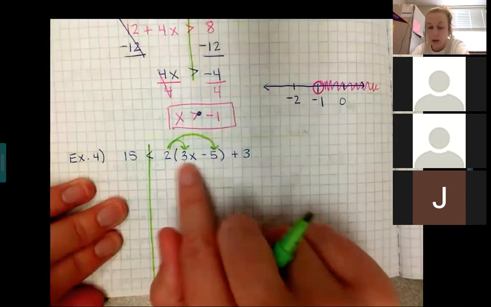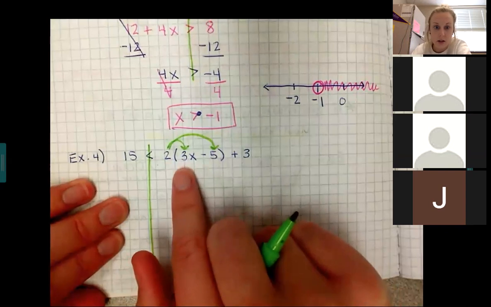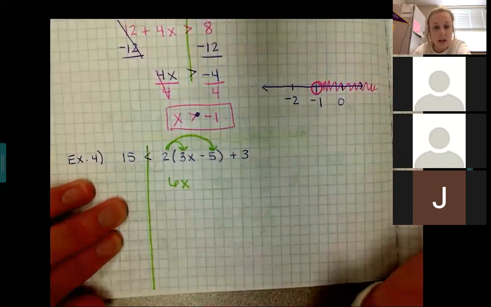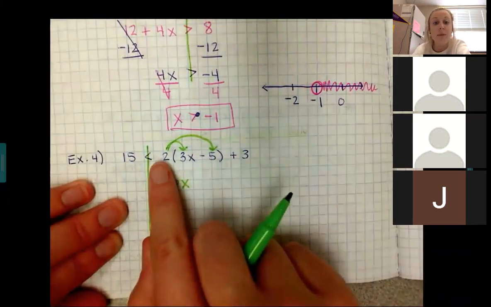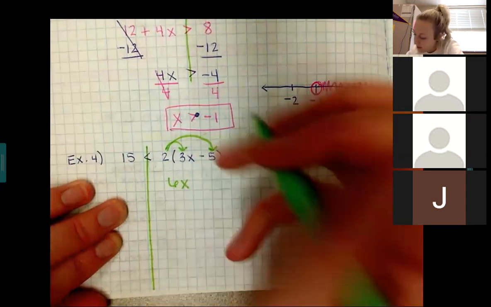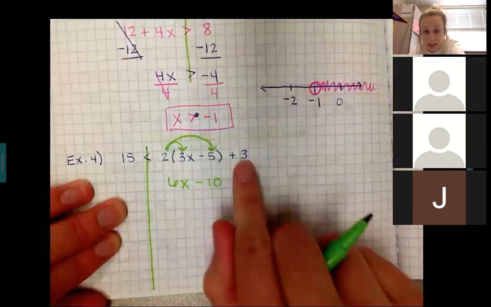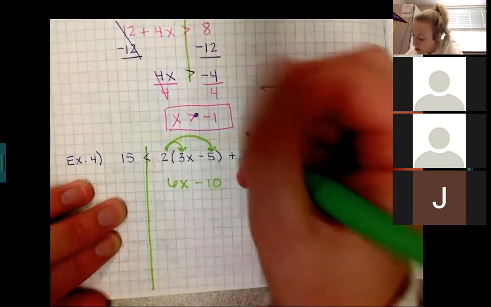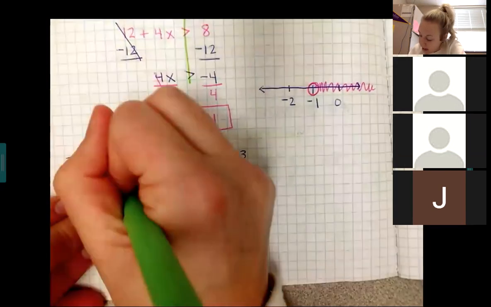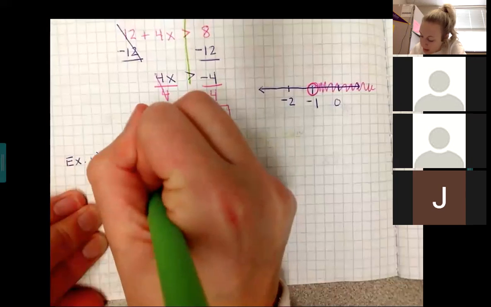So what's 2 times 3x? 6x. Good. 2 times 3 is 6, and you bring down the x. Now, y'all, what's 2 times a negative 5? Negative 10. Now, I got to bring down this plus 3, right? And then I got to bring down my 15 and my symbol, which was a less than.